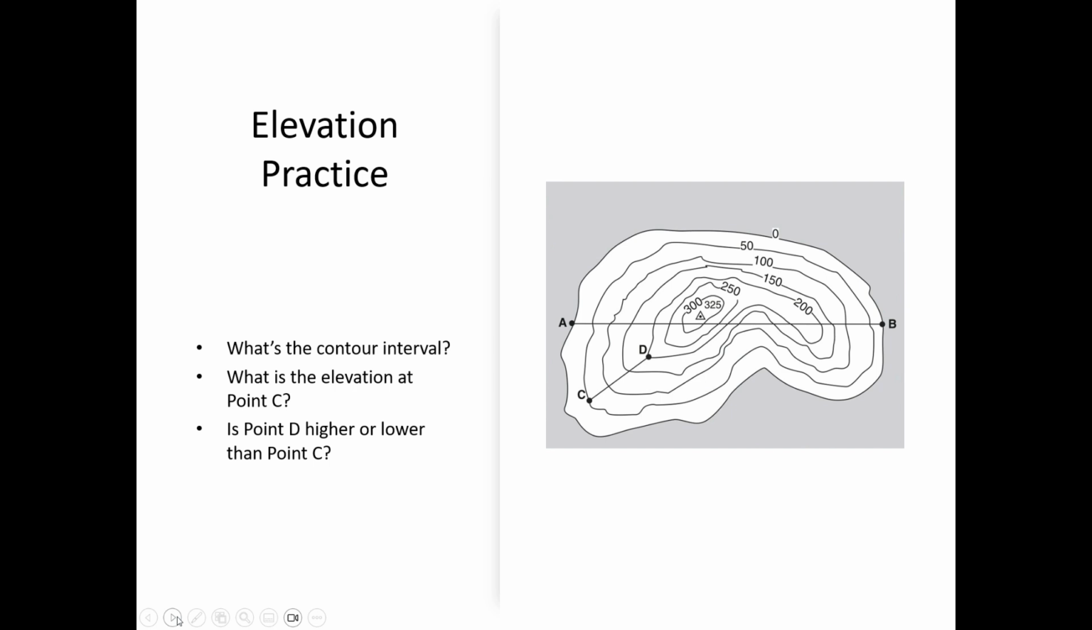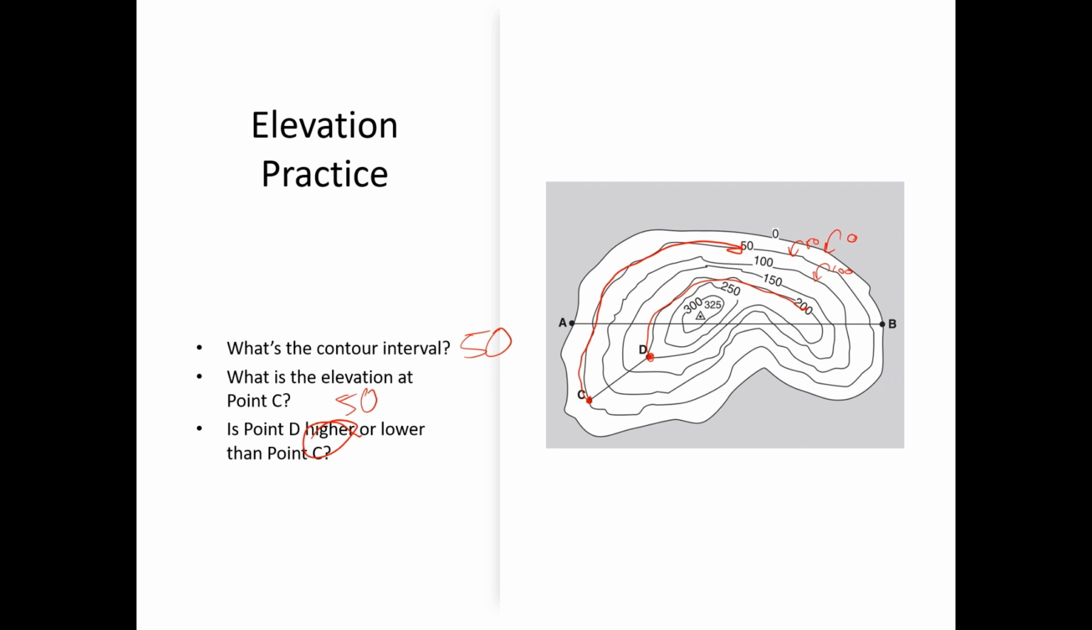So hopefully you paused the video and you should have gotten that the contour interval is 50. We can tell this because the first line has an elevation of 0, the next one has 50, and the second line has 100. If we look at the difference, it's always getting incremented by 50. The elevation of point C you should have also gotten as 50, because point C is on this line, which traces all the way around to that marking right there. And you should have gotten point D to be higher than point C, because point D is on the line of 200, which is higher than 50.